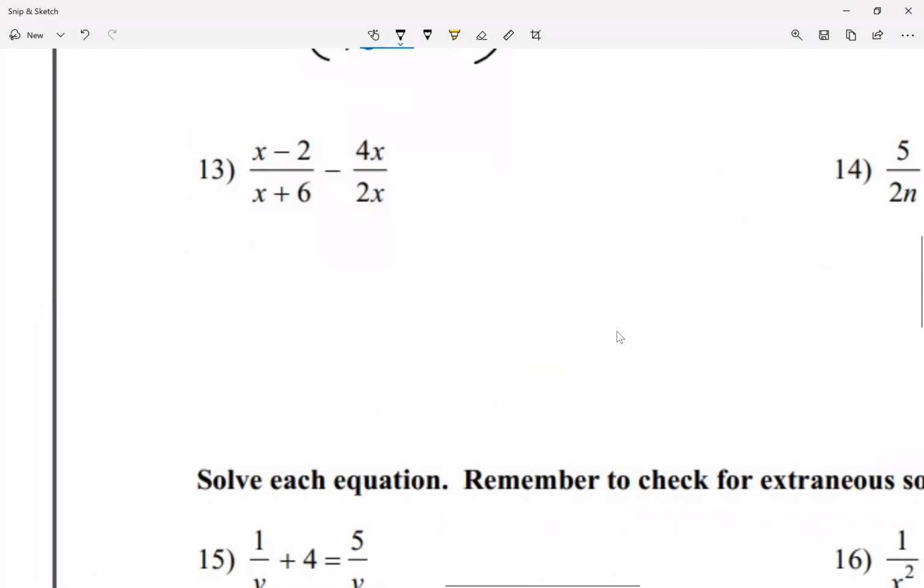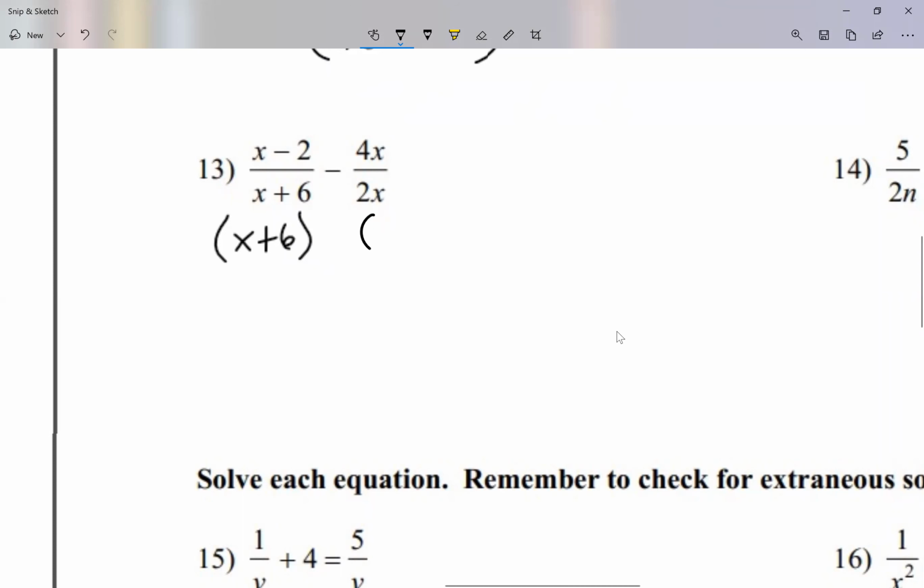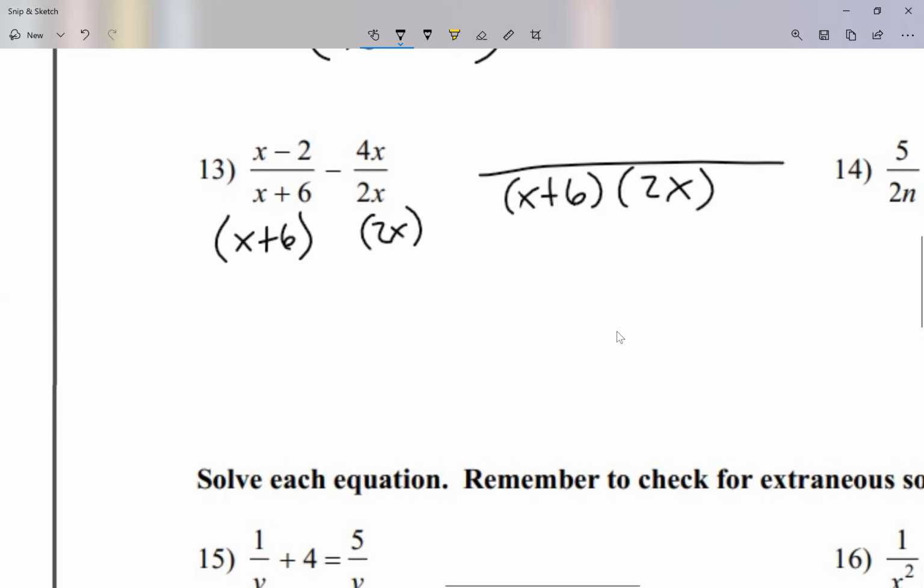I start by looking at common factors. So my first fraction, it's an x plus 6. Nothing I can factor out. My second fraction, let's see, it's a 2x. So to begin with, I'm going to have an x plus 6 times 2x. I don't see any common factors.